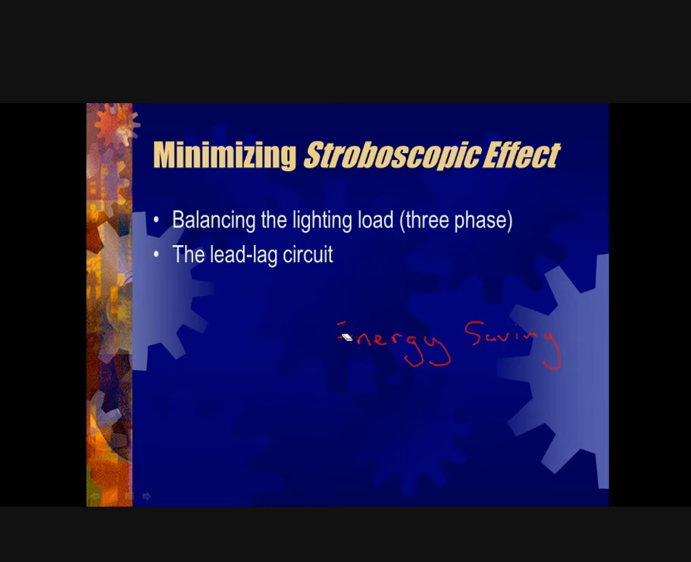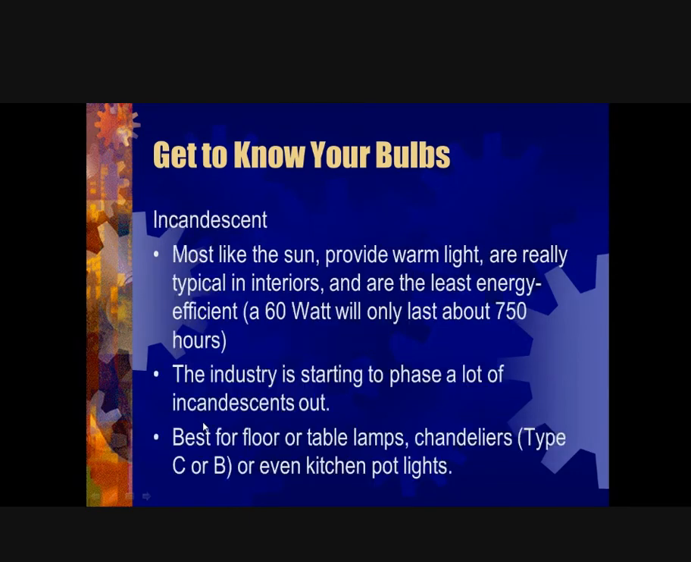Your electronic starting circuit. All right, things that you need to note when we talk about getting to know your bulbs. We talk about the incandescent light. They are most like sunlight, provide warm light, are really typical in interior situations, and are the least energy efficient. A 60 watt will only last about 750 hours. So after a time it will blow.